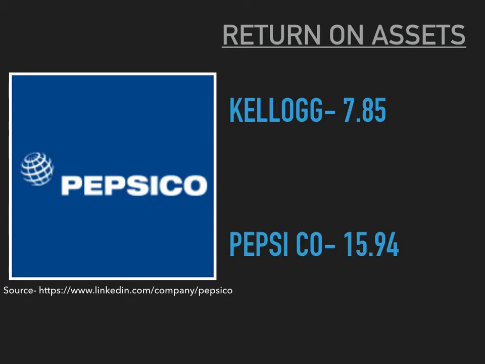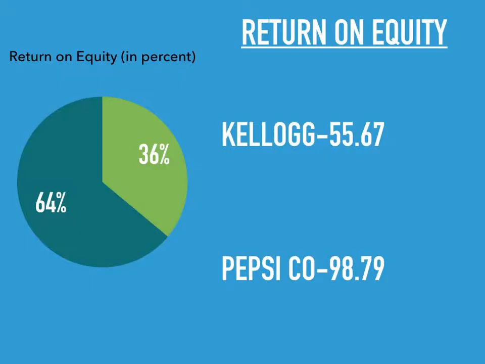Return on assets is the net income divided by average total assets. This measures the amount of net income generated for each dollar invested in assets. As you can see, PepsiCo is about double Kellogg's. Return on equity is net income divided by average stockholders' equity. This measures the income generated per dollar of stockholders' equity.